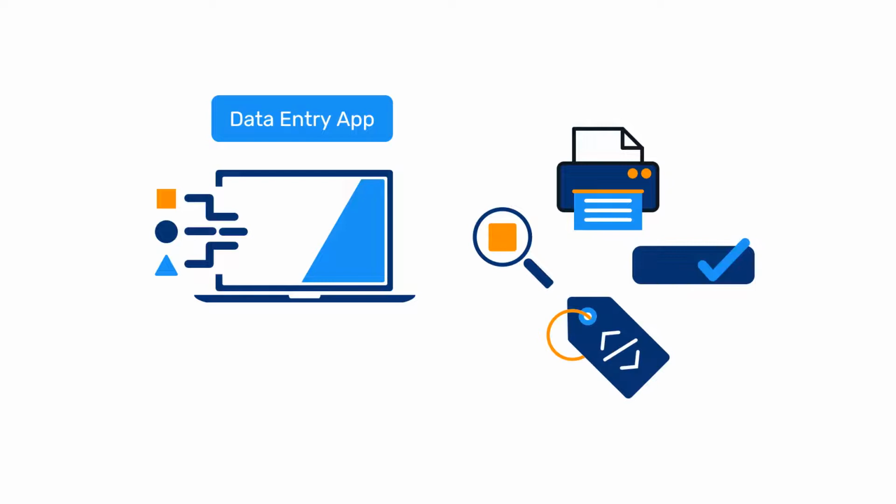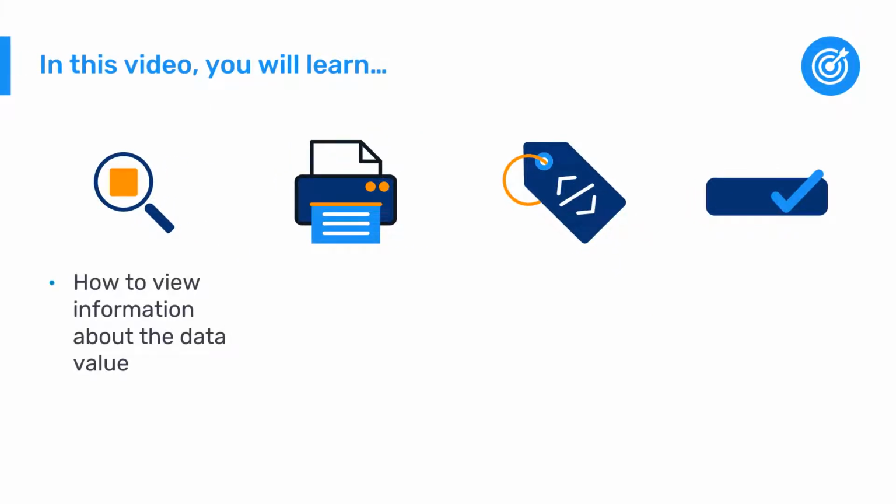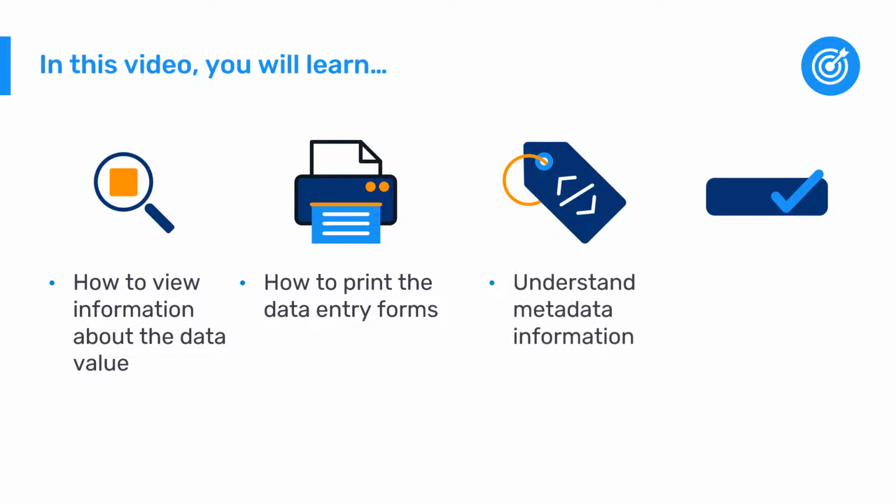Now you know how to do basic aggregate data entry in the Data Entry app. But there are some additional tools available in the application to assist with data entry. In this video, you'll learn how to view information about the data value, including its history and an audit trail, learn how to print the data entry forms, and understand the metadata information pop-up. You'll also get a quick introduction to the Validate and Complete buttons.